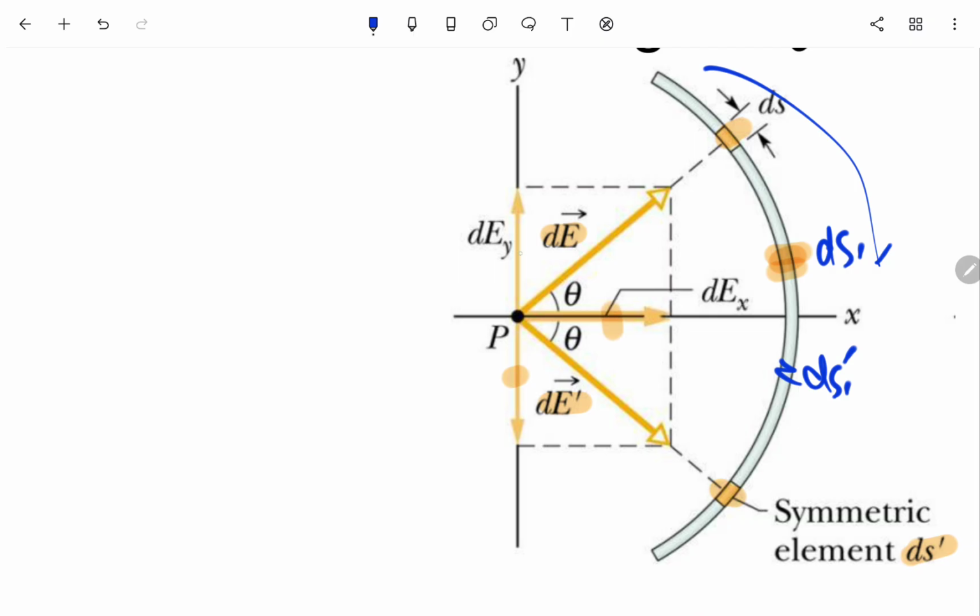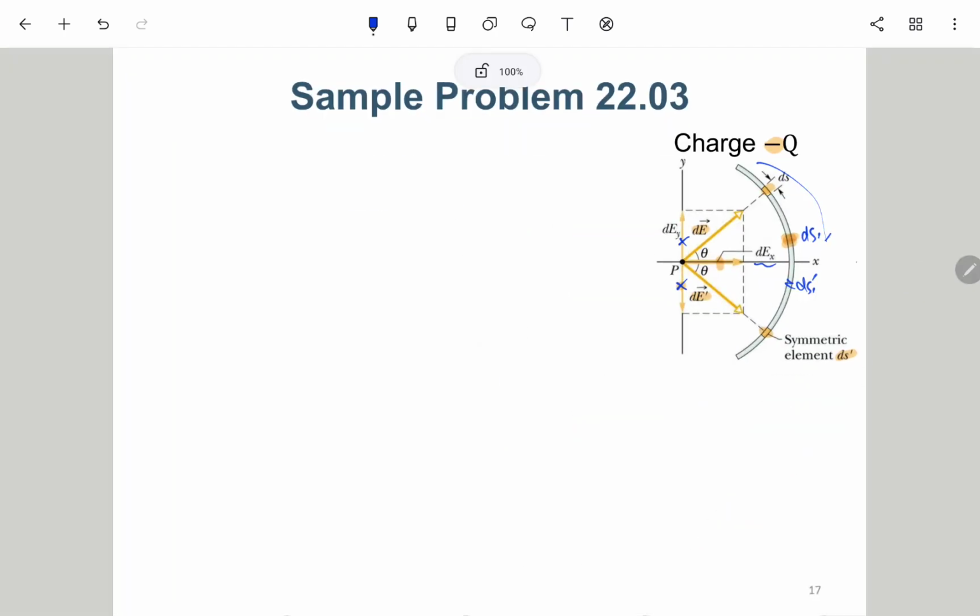You can clearly see that this one and this one actually point in opposite directions, but with the same magnitude, so they cancel each other. So we only consider the x-axis component in this case. So we can say that dEy cancelled.